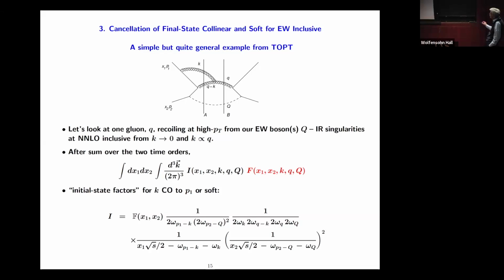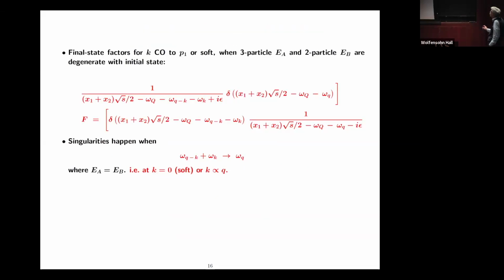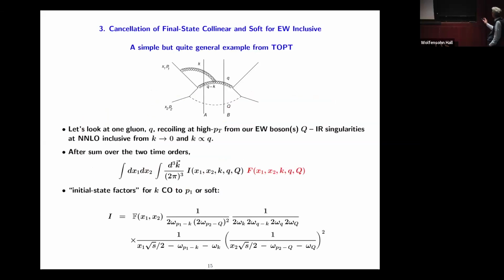In this particular example, we can split things into an initial factor and a final factor. The initial factor is here. You may recognize the denominators from time-ordered perturbation theory. This is actually a sum of two of the time orderings, building on work with Ani Venkata. But the part where we get divergences from is the fact that, in the singular limit, these two states A and B become degenerate.